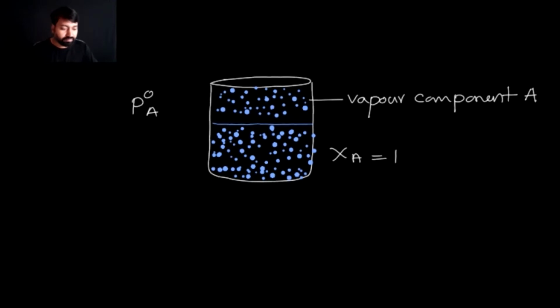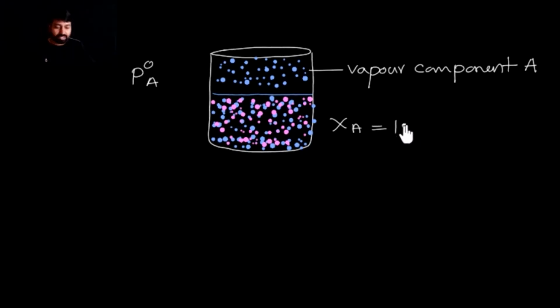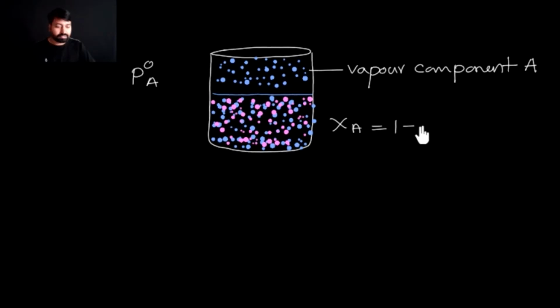This is one part. Now if I add some other component in that, assume that I'm going to add a component like B. The B component is added here. When I add the B component, the mole fraction of A is less than 1. Why is it less than 1? Because we have to subtract the mole fraction of B. It means that the mole fraction of A is less than 1.